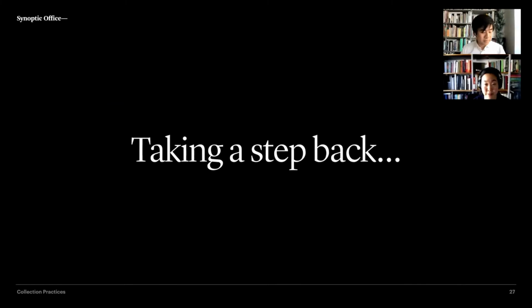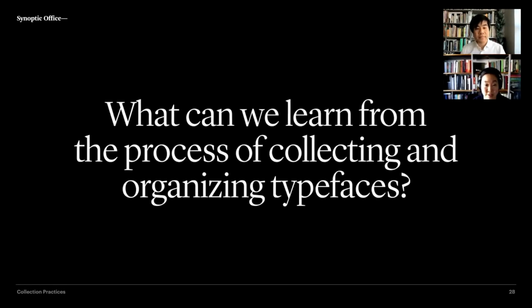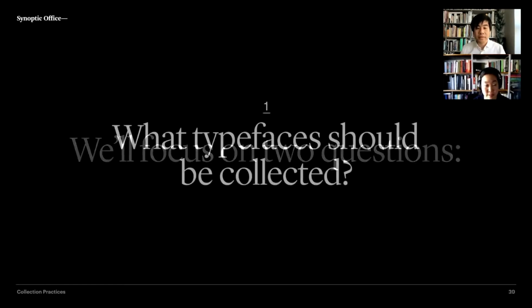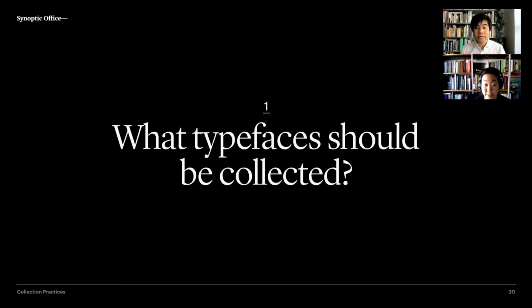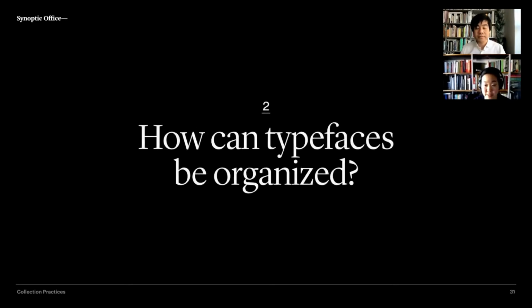And taking a step back from this project, we asked ourselves, what can we learn from the process of collecting and organizing typefaces? We'll focus on two primary questions in this talk. One is what typefaces should be collected? And two, how can typefaces be organized?